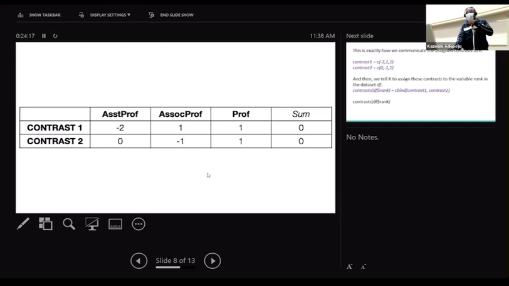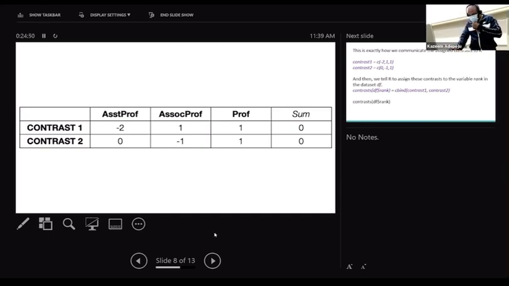Now, this is my contrast weight. I also told you something on Saturday about orthogonality: the contrasts have to be orthogonal. What do I mean by that? Looking at the contrasts, -2 times 0 is 0, 1 times -1 is -1, and 1 times 1 is 1. When you add all of that together, it should give you 0. That is orthogonality. The contrasts have to be orthogonal.